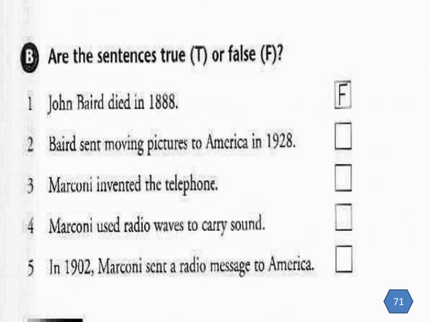Now we will have exercise B. Are the sentences true or false? Number 1. John Bird died in 1888. Of course, this sentence is wrong. Number 2. Bird sent moving pictures to America in 1928. This sentence is true. Number 3. Marconi invented the telephone. This sentence is false.